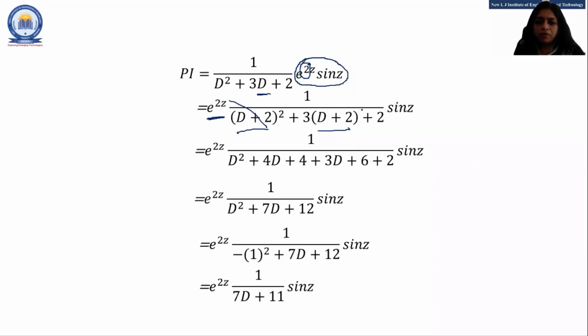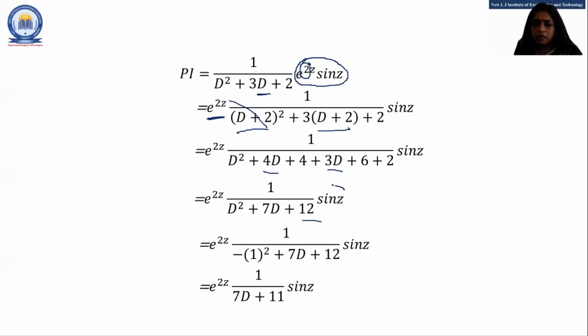Now, after simplifying, in the denominator I put D plus 2 whole square plus 3 into D plus 2 plus 2, into sin z. So after simplification, this will convert to D square plus 4D plus 4 plus 3D plus 6 plus 2. And the final solution is D square plus 7D plus 12, right? Now, the role of this e raised to 2z is complete. Now, sin z is remaining there, right?